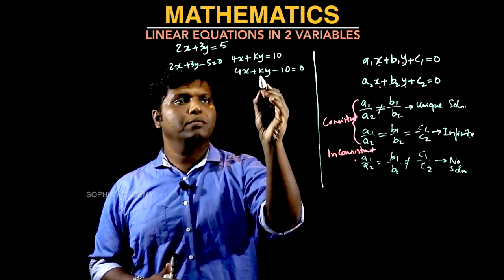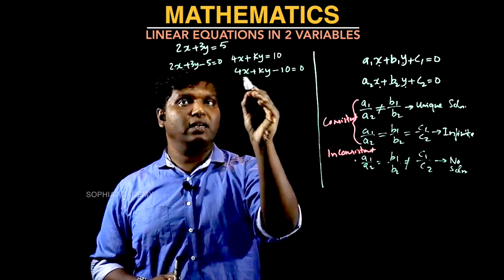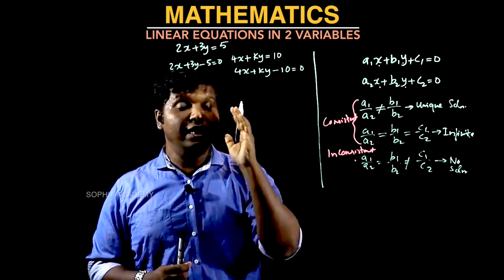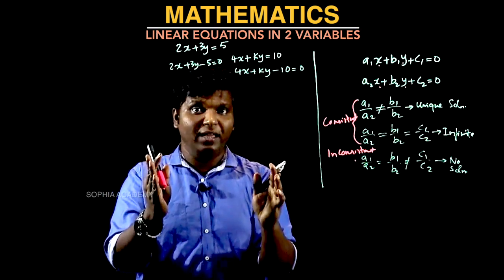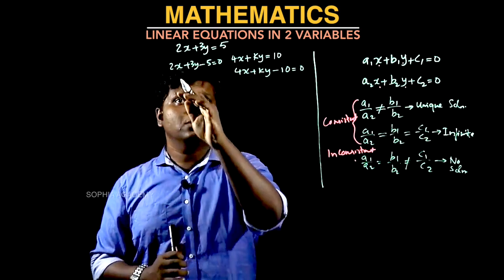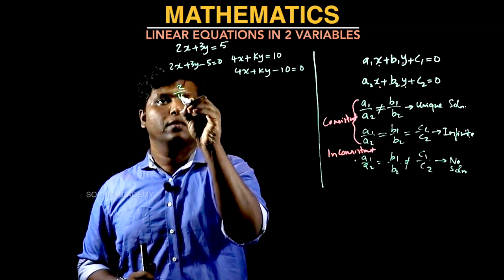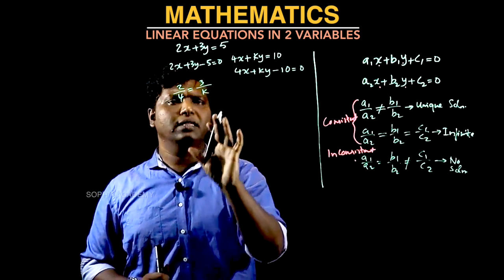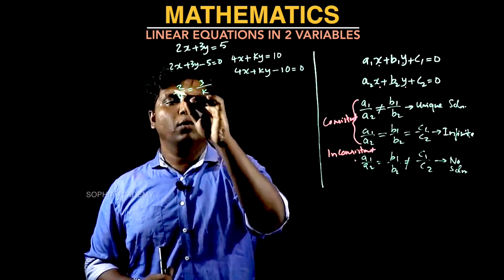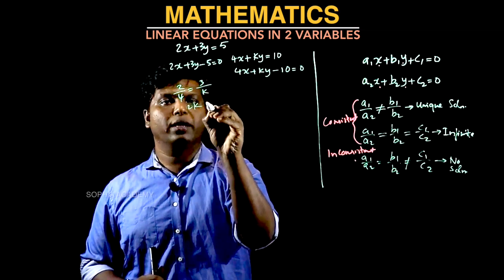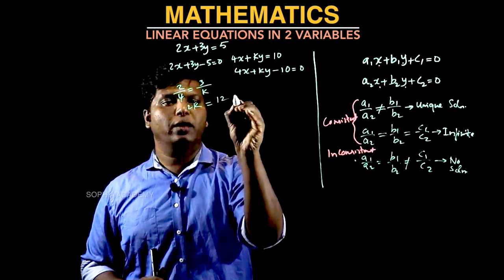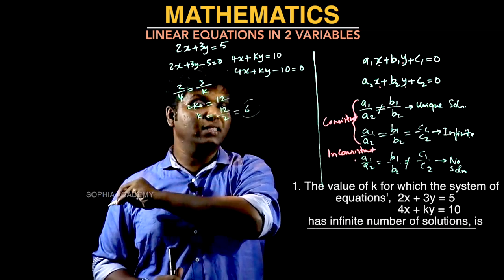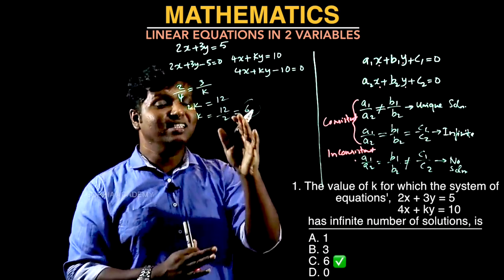Here you can see that k is in the second term, so let us go for the first term. As the system of equations has an infinite number of solutions, there is no need for steps, because we are just doing all this in our rough area. So simply 2 by 4 is equal to 3 divided by k. That's enough, because now we got an equation. While cross multiplying, you will get 2k is equal to 4 threes are 12. Therefore k is equal to 12 by 2, and that's equal to 6. And that's your answer.